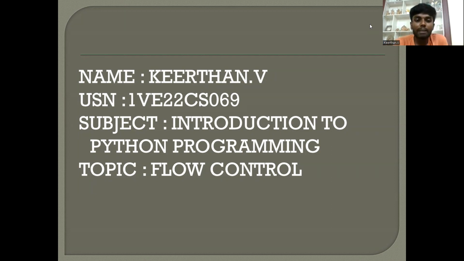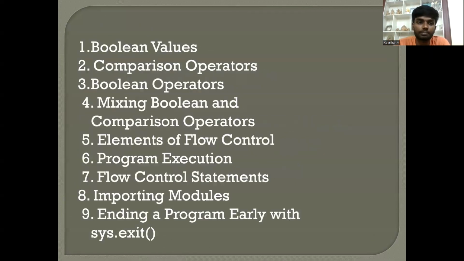So today we'll be discussing flow control in Python programming. Under this flow control, there are various types. We'll be discussing them very briefly. So Boolean values, comparison operators, mixing Boolean and comparison operators, elements of flow control, program execution, flow control statements, importing modules, ending a program with early system exit.